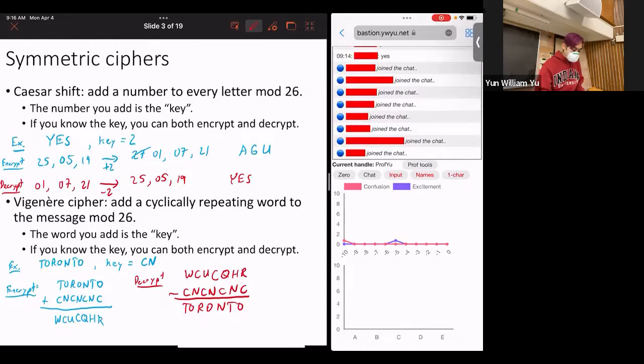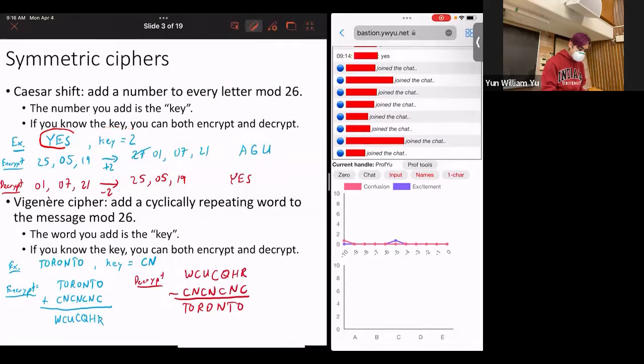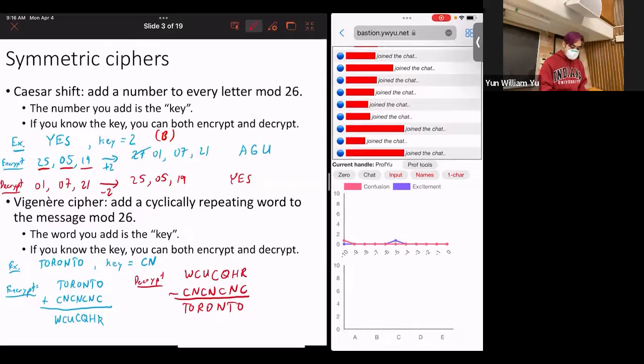So for example, if I had the message YES over here, and I wanted to encrypt it with the key 2, which you can also think of as just B. So I have a key 2. That's basically the same as saying the key is the letter B. Well then, YES is 25, 5, and 19, and you add 2 to each of these, you get 27, but that's of course just 1, 7, and 21. And when you map these back onto letters, you get AGU.